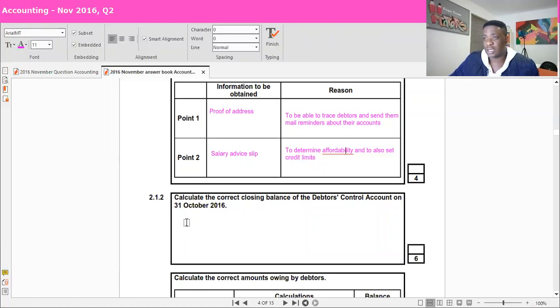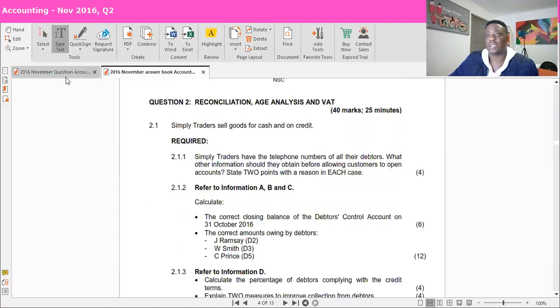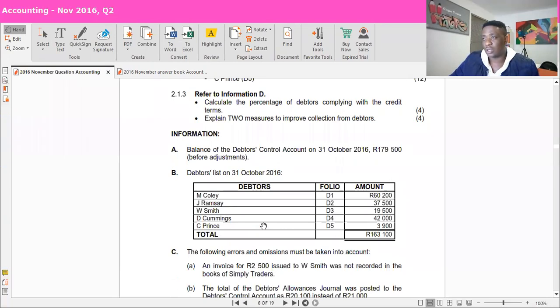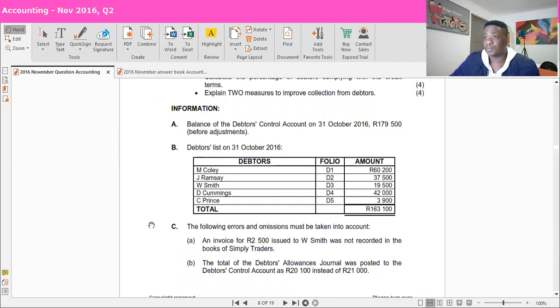The following question says, calculate the closing balance on the Debtors Control Account on 31 December 2016. So we want the closing balance on the Debtors Control Account. We're talking about a ledger here, because I saw that we're also given some debtors lists and ledgers. The first thing they tell us is that the balance is 179,500 before adjustments, and the information that follows will give us anything that we need to do when it relates to adjustments.